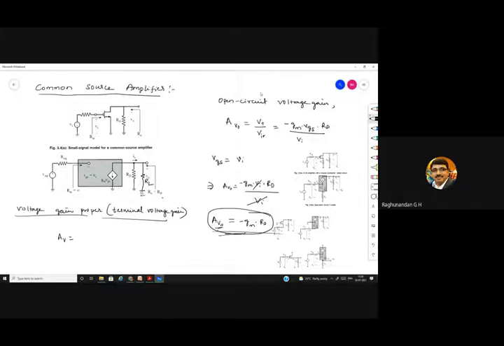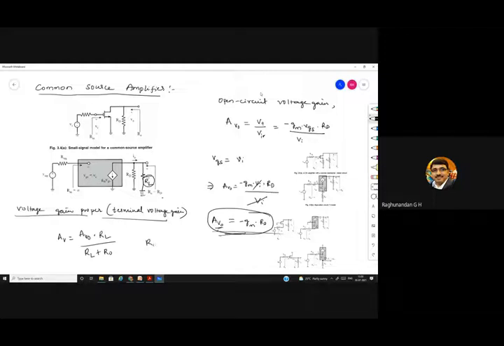The overall voltage gain, that is the open circuit voltage gain, is AV naught into, where we have to find the gain now, the gain across the load. When you consider some device across RL, I want to know how much gain I'm getting with respect to this device. Then it is open circuit voltage gain into the gain divided by the total resistance. Total resistance is RL plus R naught.